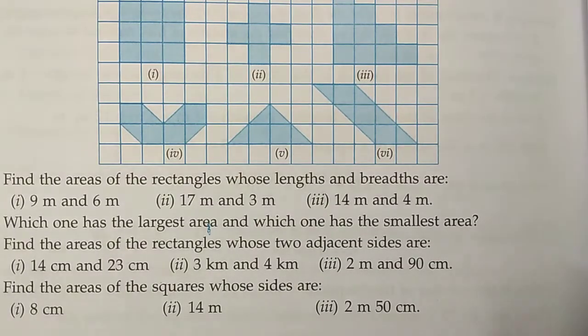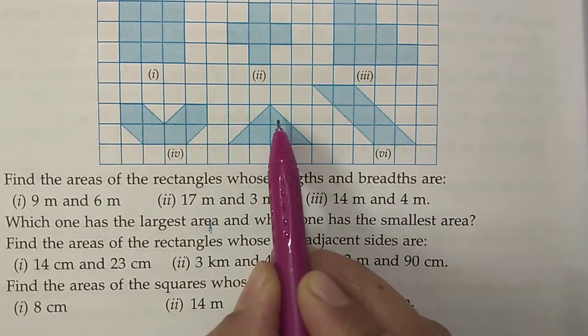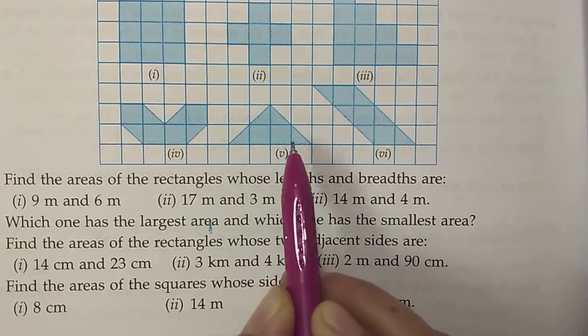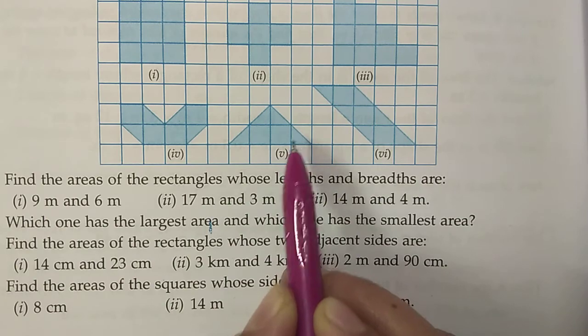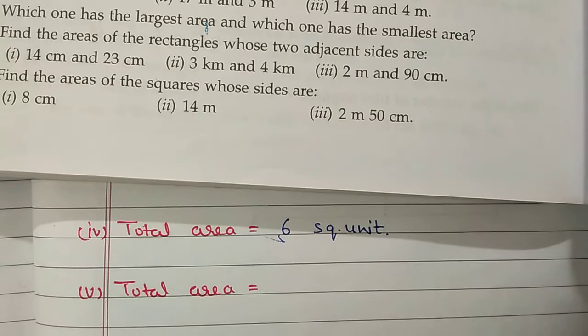Now next, in the fifth one, half and half will become 1. Then this half and this half also will become 1. So total 2, 3 and 4. So total area will be 4 square unit.